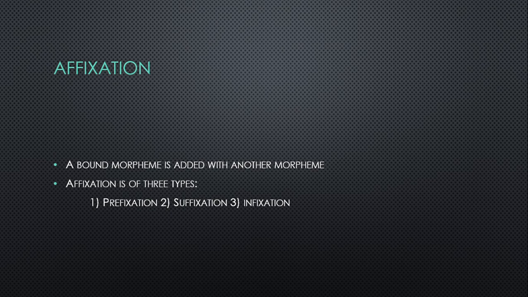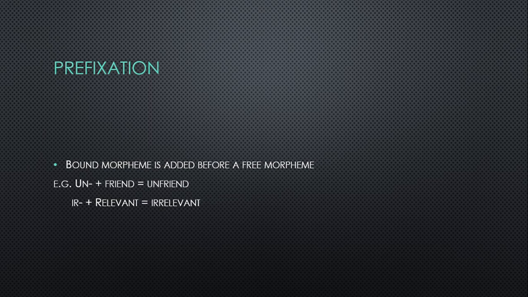So affixation is that process in which a bound morpheme is added to another morpheme. I have told you that a bound morpheme is that morpheme which cannot stand in isolation. It needs another morpheme to give meaning. So, affixation is of three types: prefixation, suffixation, and infixation. Let's discuss them one by one.